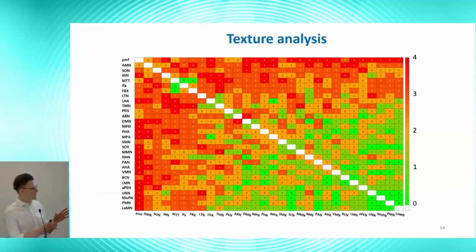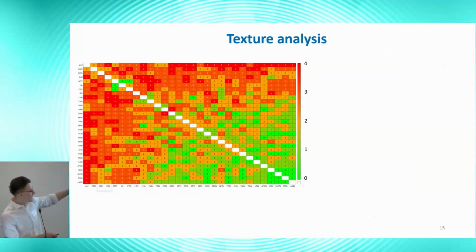So to visualize the results, I prepared this heat map, where on the right side you see the bar, which represents the degree of differences in the texture features, starting with 0, green color, meaning that the texture features are quite similar between nuclei, going up to 4, red color, meaning that we obtained a significant difference in each of the 4 components that we obtained from the principal component analysis. I forgot to say, on the X and Y axis there are all the structures that we identified in the hypothalamus.